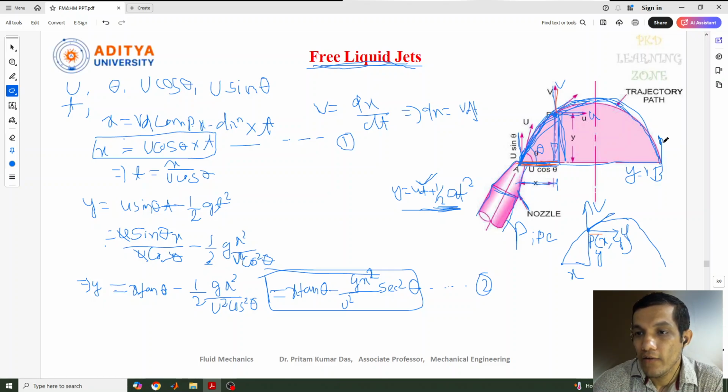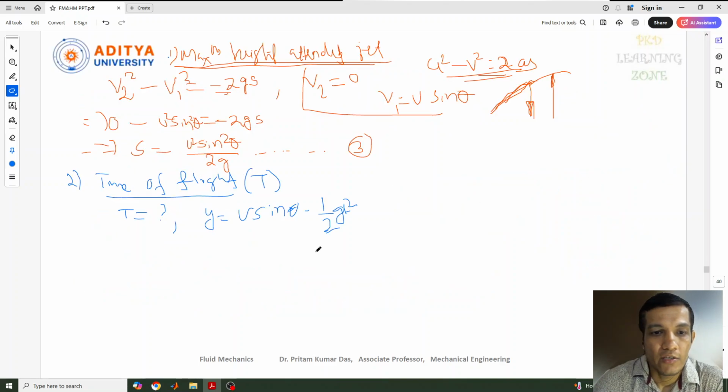There is no movement in the vertical direction, only the x direction is there, correct? The vertical movement is closed here. Initially you started from here at t, and the time taken to reach here, let's say, is capital T. Just put this value in this equation. So y equal to 0, u sine theta, minus half g T square, with capital T in place of small t. Now I need to find out the capital T, the time taken.